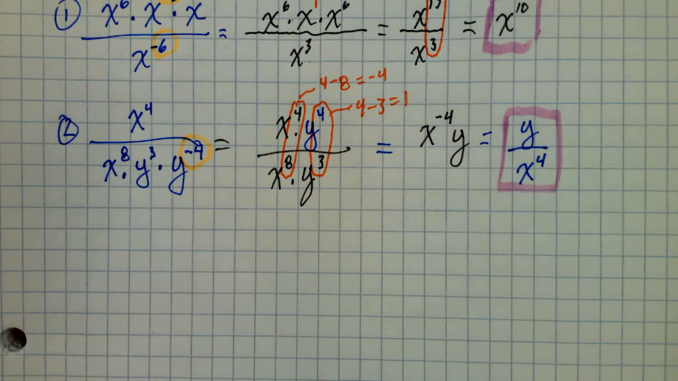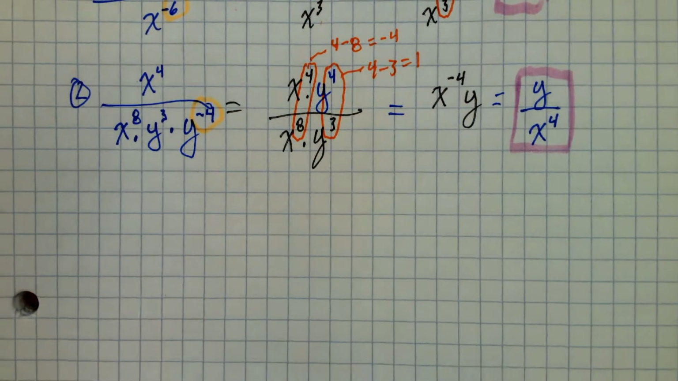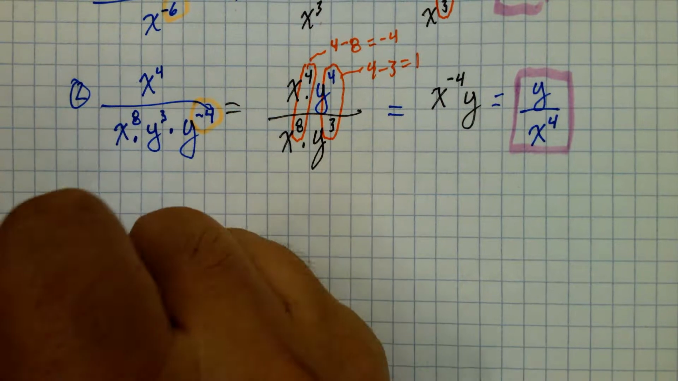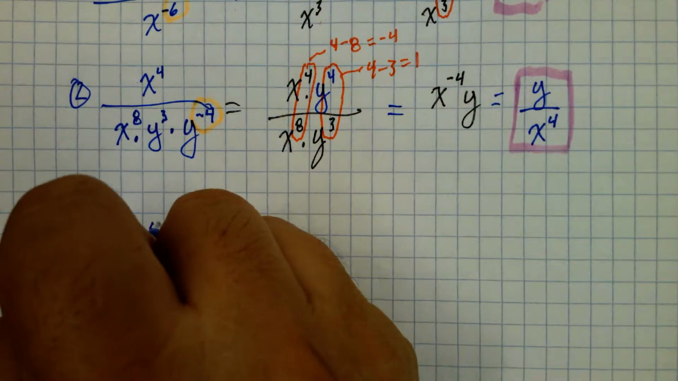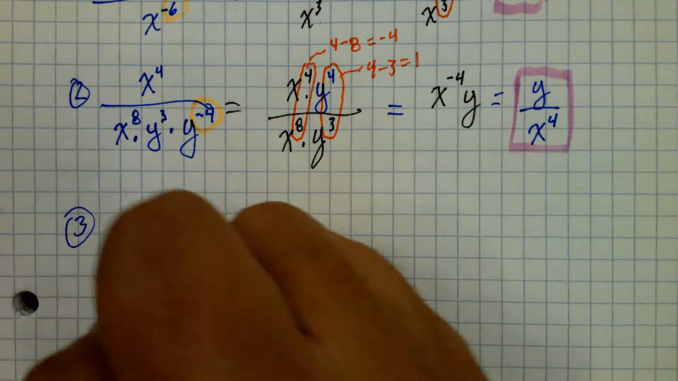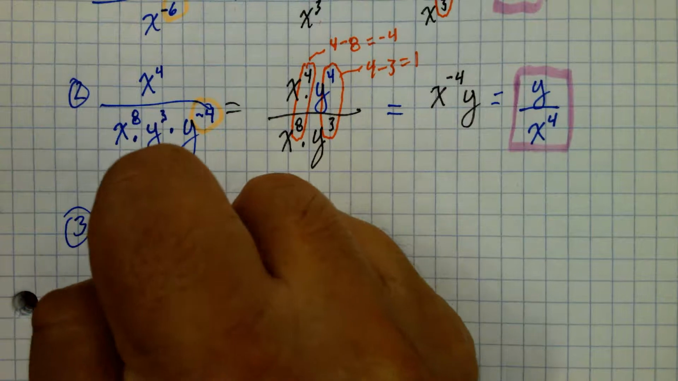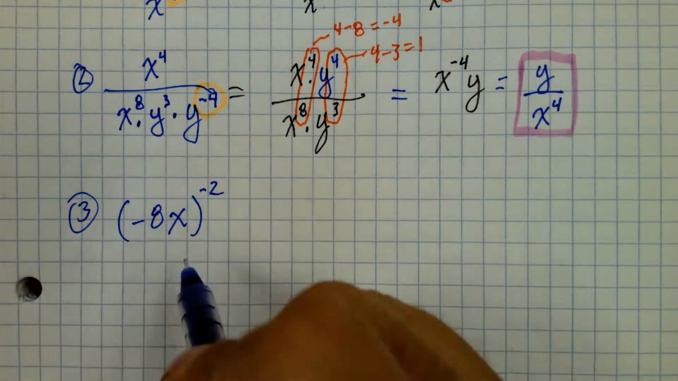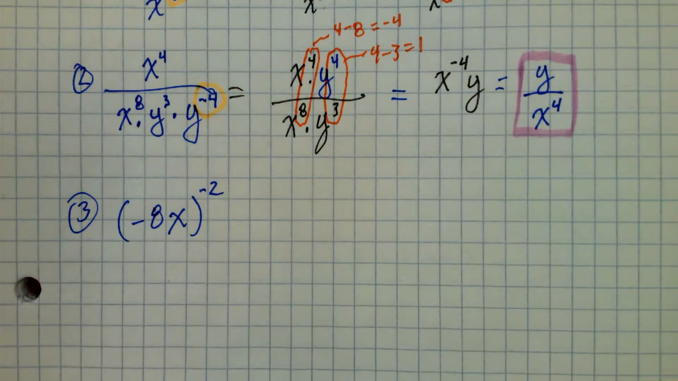Let's bring in the power rule. Number 3. Negative 8x to the negative 2 power. Okay. Negative 8x, all of that. So that's what those parentheses mean. All of that to the negative 2 power. So what shall we do first?